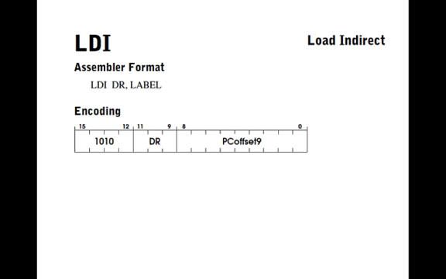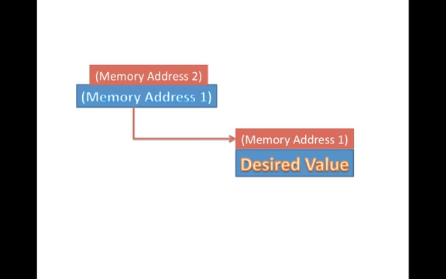Let's move on to what is probably one of the most confusing instructions to explain, which is the load indirect instruction. Again, the goal is the same, where we are trying to load a specific value into a register from memory. However, now the memory address that has our desired value is stored in another memory address. Let's take a look at a visual to better explain this.